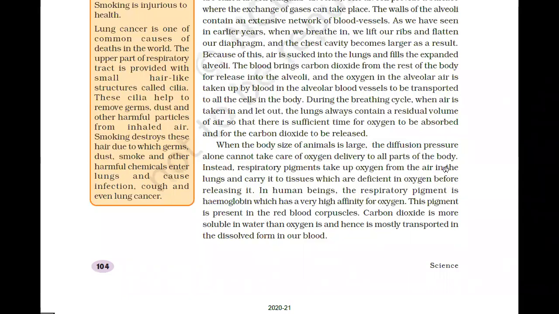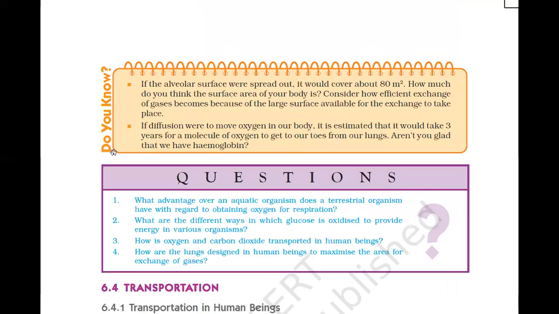When the body size of animals is large, the diffusion pressure alone cannot take care of oxygen delivery to all parts of the body. Instead, respiratory pigments take up oxygen from the air in the lungs and carry it to tissues which are deficient in oxygen before releasing it. In human beings, the respiratory pigment is hemoglobin, which has a very high affinity for oxygen. This pigment is present in the red blood corpuscles. Carbon dioxide is more soluble in water than oxygen is, and hence is mostly transported in the dissolved form in our blood.